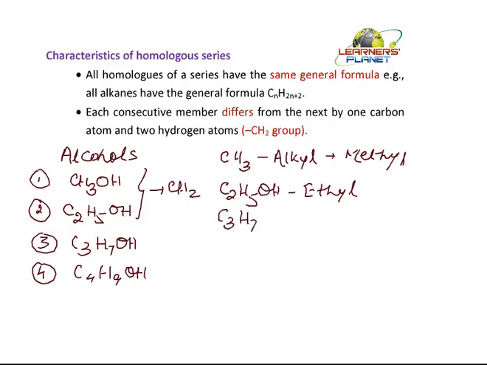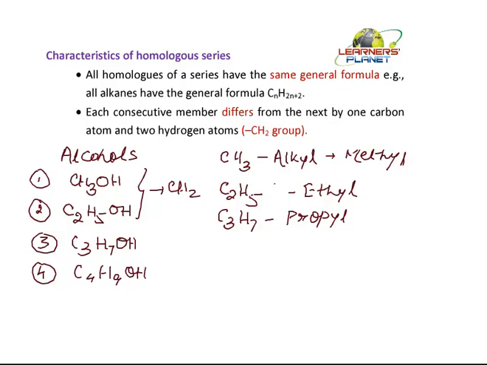C3H7. What would be C3H7? C3H7 would be propyl. So what are all these, students? These are the alkyls, right? So what will be the general formula of this?